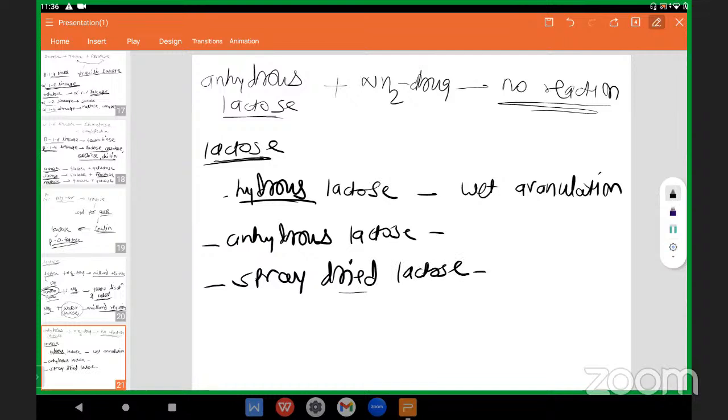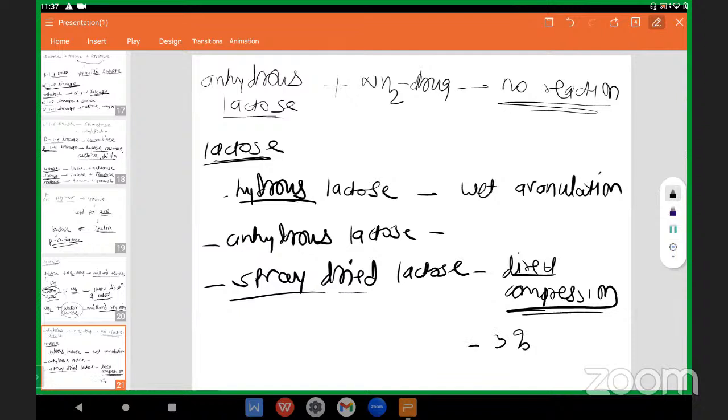It has been dried by spray drying. Why was it dried? What is the purpose? To enhance the properties of lactose so that we can use it for direct compression. So spray dried lactose is more helpful in direct compression. The moisture content in it is 3%. Write it down: 3% moisture content.